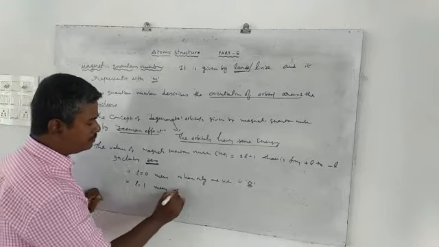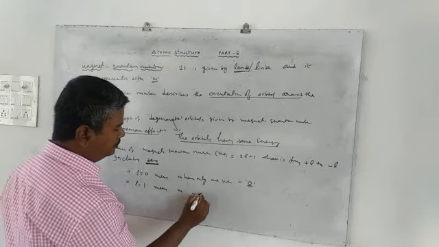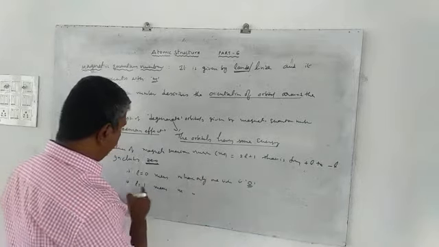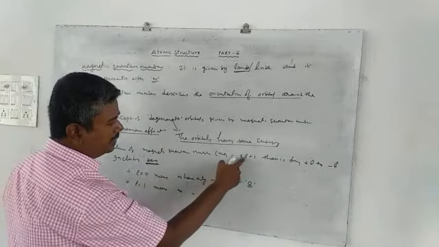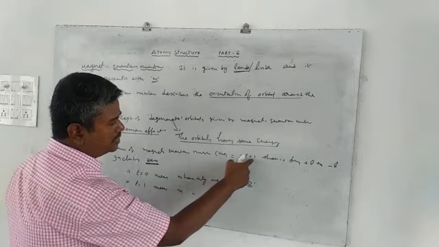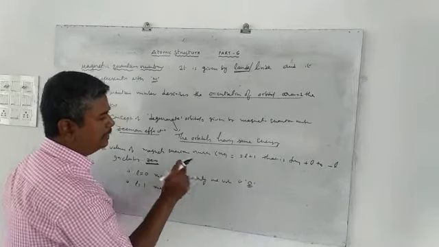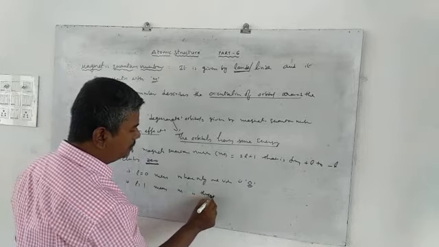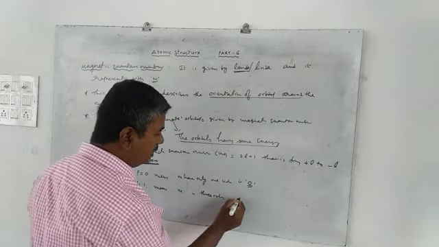Means m have how many values? 2 into 1. If we substitute the L value here, what happened? 2 into 1 means 2 plus 1, 3. That means m has 3 values.